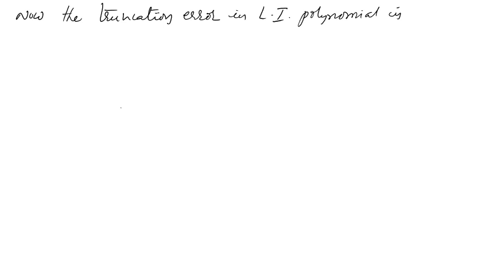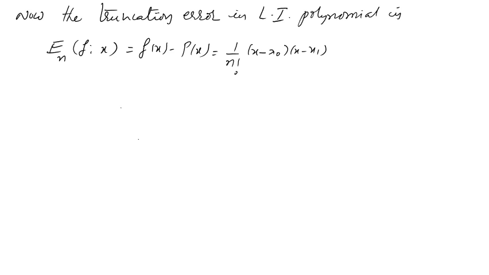Now the truncation error in Lagrange's interpolation polynomial is, what is the truncation error? En of f of x equal to f of x minus P of x, and what is that? 1 by n plus 1 factorial, x minus x naught, x minus x1, and so on, x minus xn, multiplied by, what is the derivative? The n plus 1th derivative at xi.